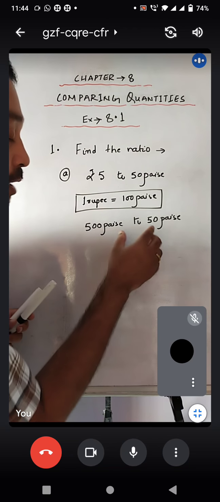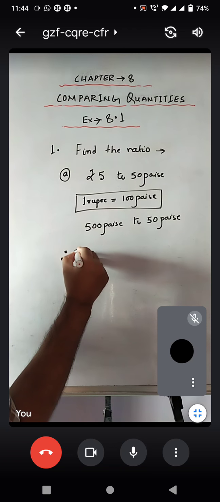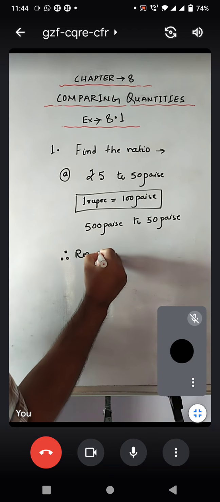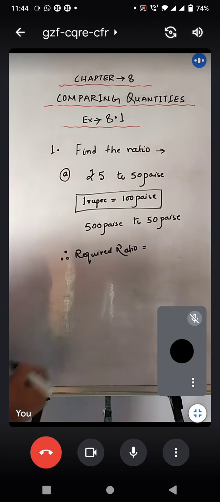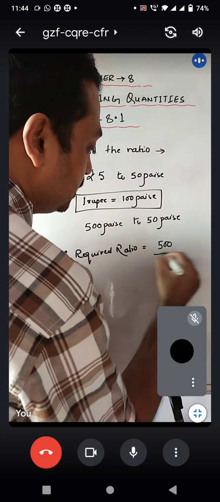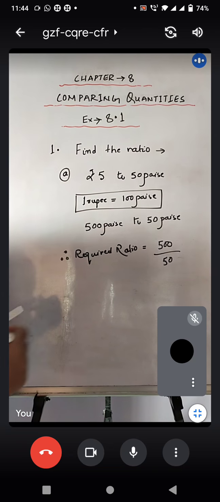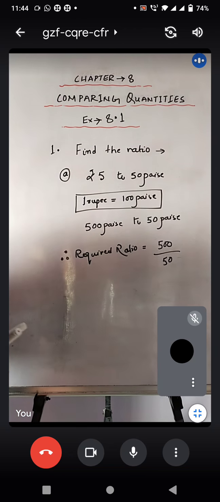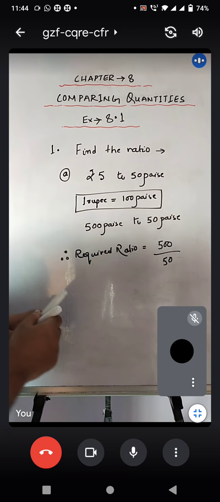Once you have converted the two terms to the same unit, it is time to change this to a ratio form. So now what will you write? Therefore, the required ratio would be equal to 500 by 50. You do not have to mention paise this time because both terms now have the same unit. The only thing you have to do now is check whether you can reduce these two terms or not. If you can, then definitely you will.